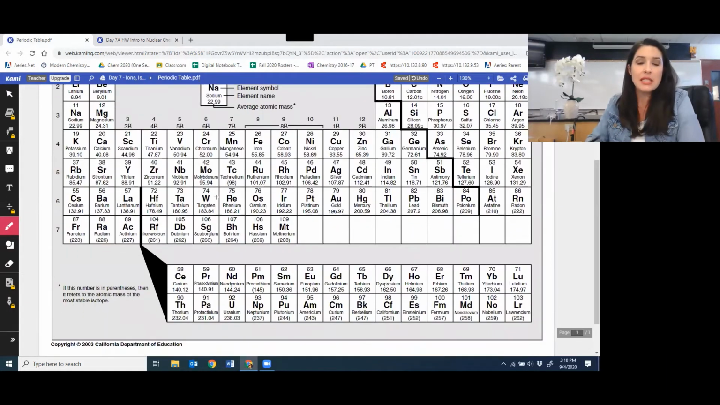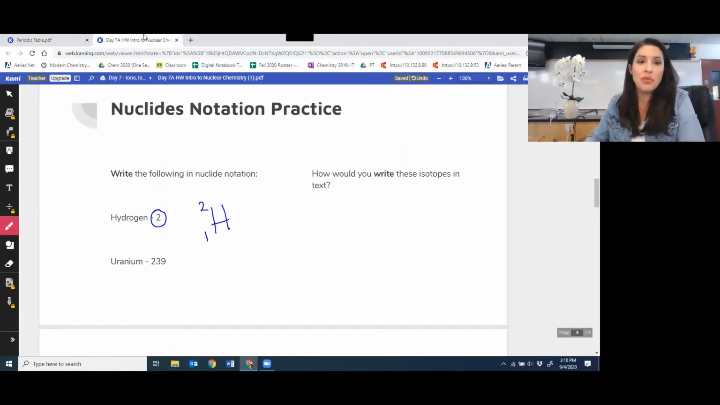Now uranium, on the other hand, uranium-239, let's find uranium. Where is it? All the way down here at the bottom. Uranium has an atomic number of 92, and its chemical symbol is U. So I'll write U, the atomic number 92. And this 239 is our mass number. That's going to go right up top.